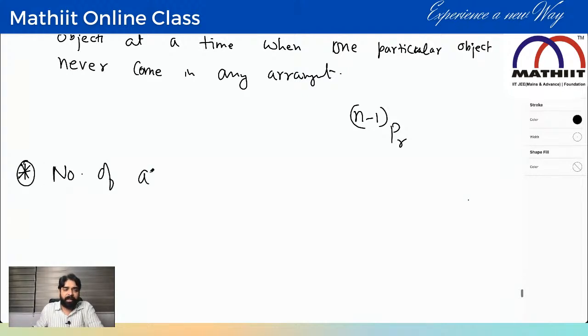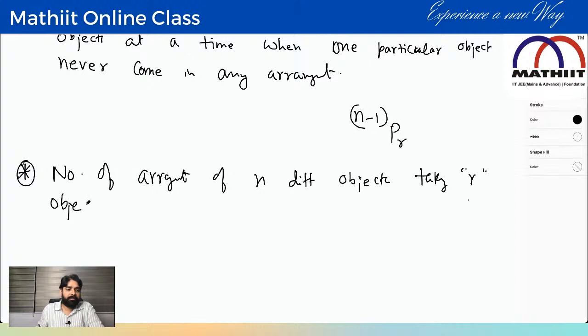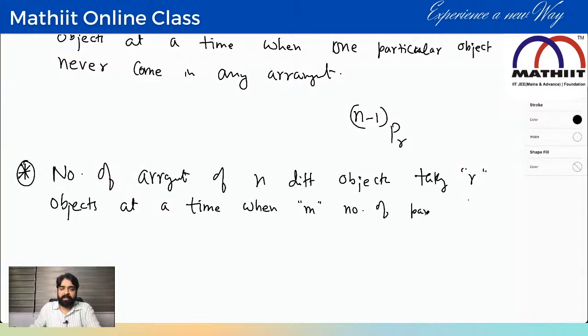Quickly keep on writing. Number of arrangements of n different objects taking r objects at a time when m number of particular objects never come in any arrangement. Exactly the same.